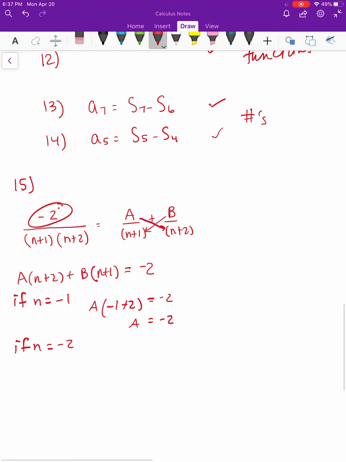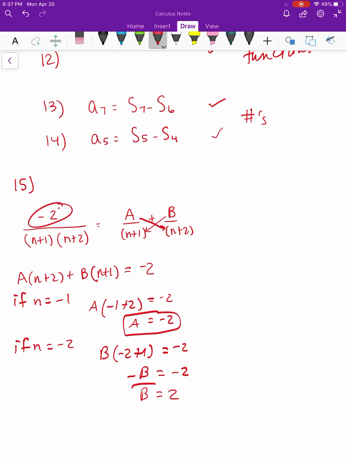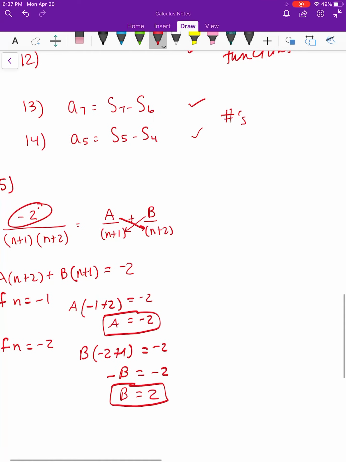Now, if n equals negative 1, then your B is canceled out, and your A simplifies to negative 2. And if your n is negative 2, your A cancels out, and your B becomes 2. So we get A equals negative 2 and B equals positive 2.